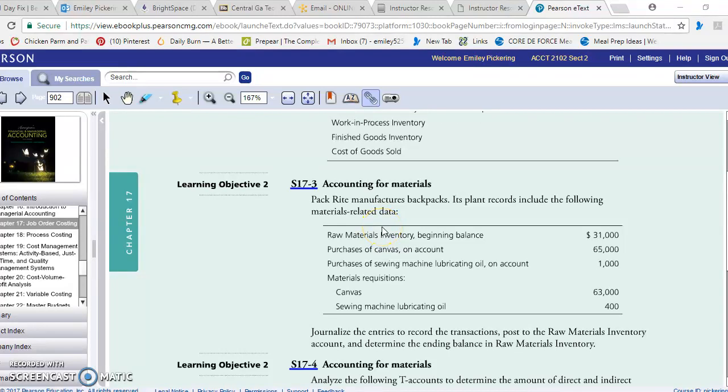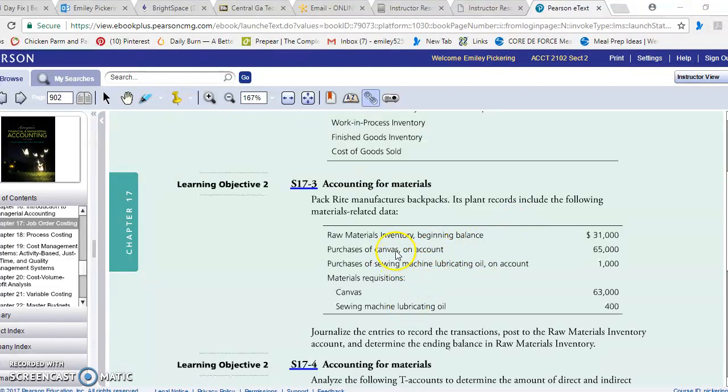All right, I'm going to do a few videos on some of the exercises in the back of chapter 17. There was one or two questions, so I just wanted to go over some of them to kind of give you a lowdown of how this works. So the first one is going to be 17-3. In my book, it's page 902. It may be a little bit different for you.